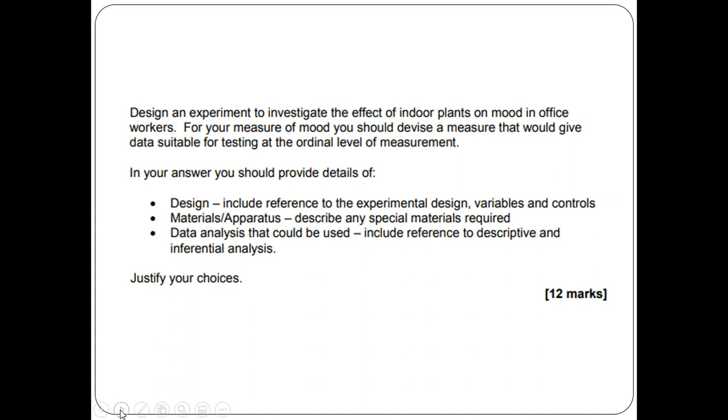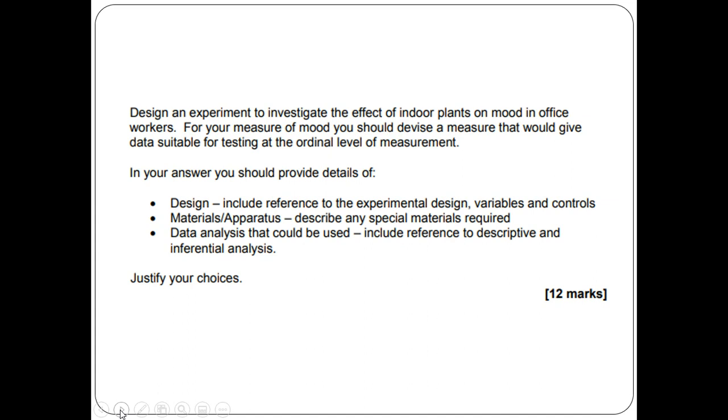You get a further 2 marks for giving an example of how you might measure mood in the questionnaire. So maybe you could give a Likert scale question where you ask people to measure their mood on a scale of 1 to 5, where 1 is ecstatically happy and 5 is completely miserable. It doesn't really matter as long as it's an example of a question.